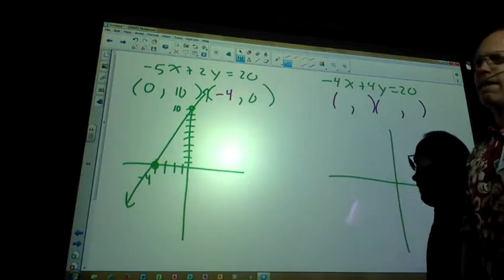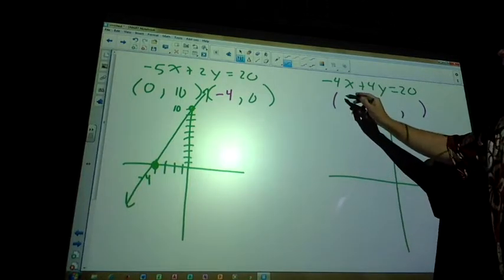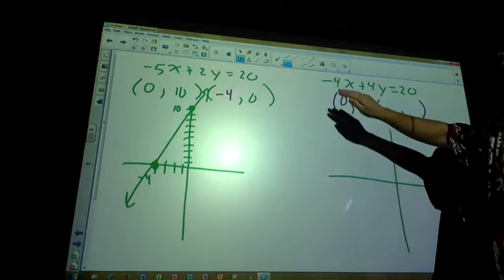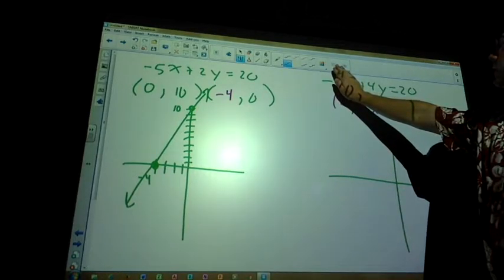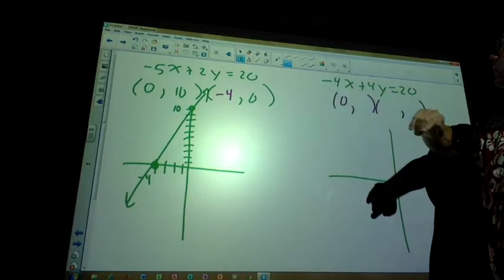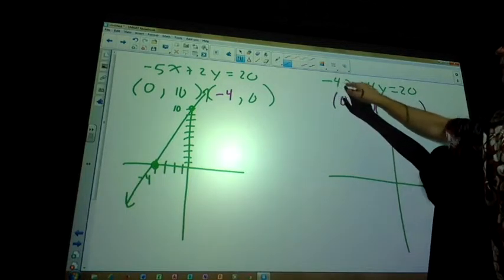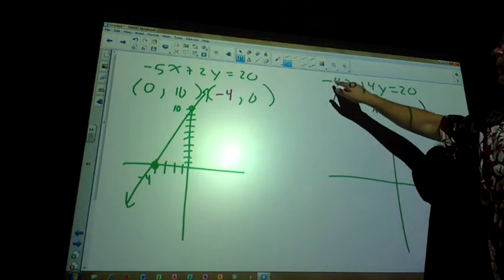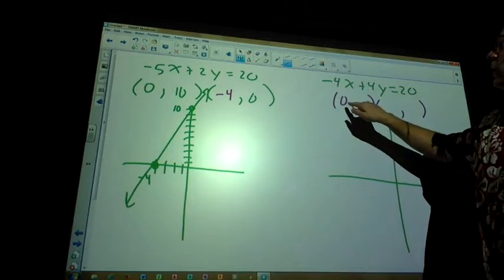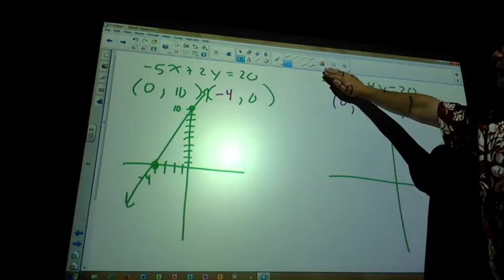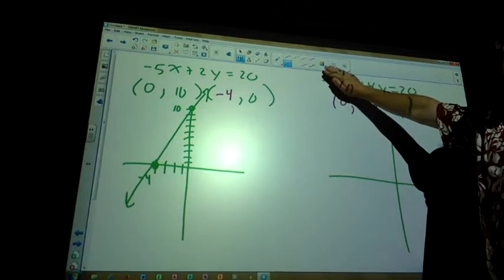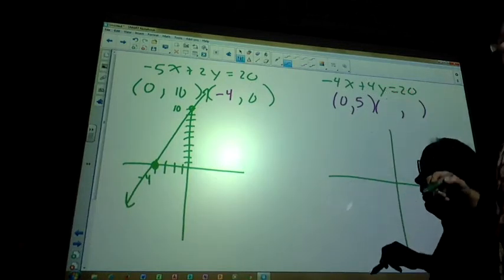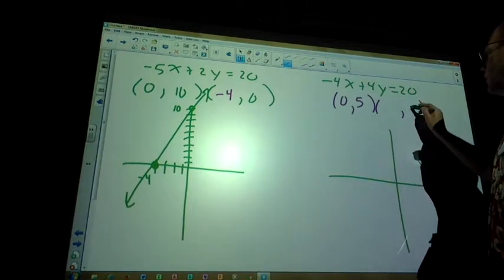So, Natasha, what am I going to plug in and where? Alright, so for x, you're going to plug in 0. And then in order to get 20, you have to multiply -4 times 5. If I plug 0 in for x, that's gone now, right? So then I get 4y equals 20. So what does y equal? 5. Now where am I going to plug 0 in? For the y value.